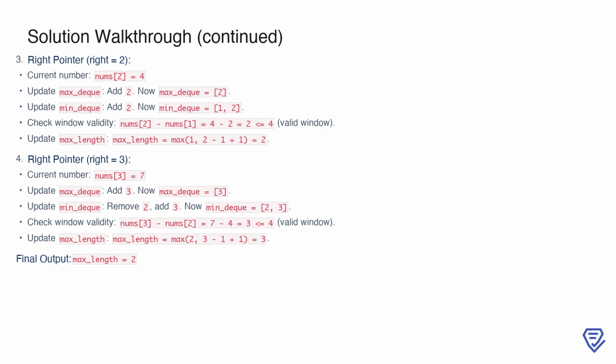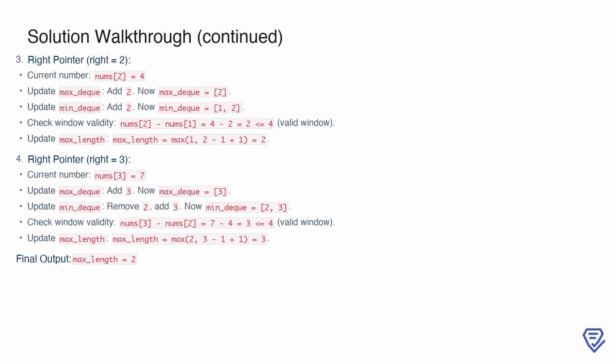Now, at right equals 3, the current number is 7. We update the max_deque by adding its index, and since 7 is now the largest value, we remove the index of 4. The max_deque now contains only 7's index. For the min_deque, we remove the index of 2 because 7 is much larger, and we add 7's index. The absolute difference between the maximum and minimum values in this window is 3, which is still within the limit. This means the window remains valid, and we update max_length to 3, reflecting the current window length.